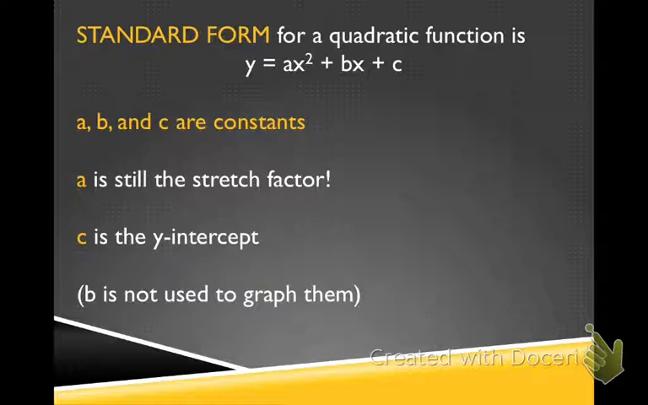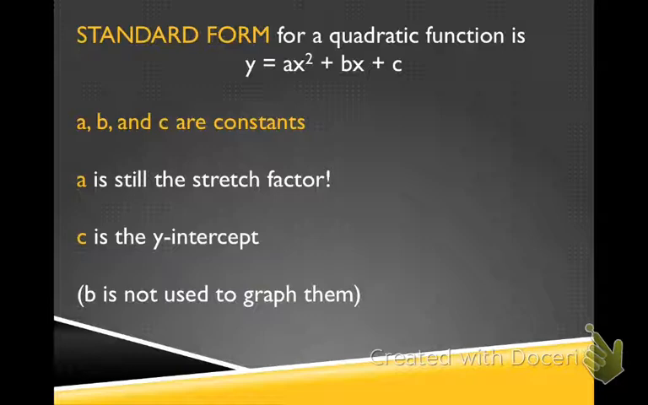Standard form for a quadratic function looks like this. y equals ax squared plus bx plus c, where a, b, and c are all just going to be constants. They're integers, some number. They don't necessarily have to be integers, but some number that goes in there that's not going to change. The a value is still the stretch factor, just like it was in the other one.